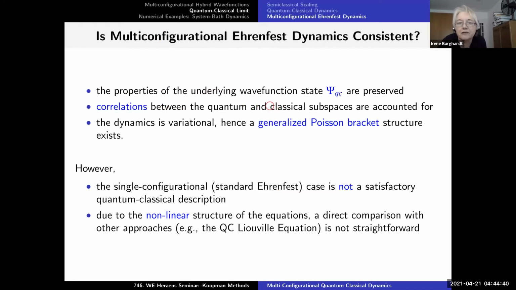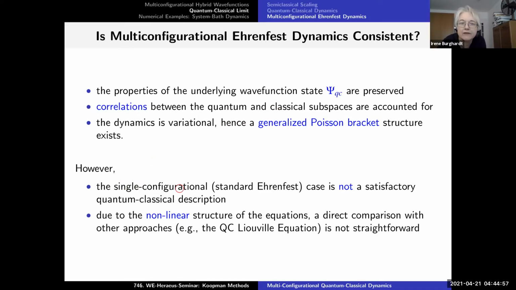Correlations are accounted for between the quantum and classical subspaces, and the dynamics is variational from the Dirac-Frenkel variational principle, and therefore we have a general Poisson bracket structure, and in that sense the dynamics is going to be consistent.